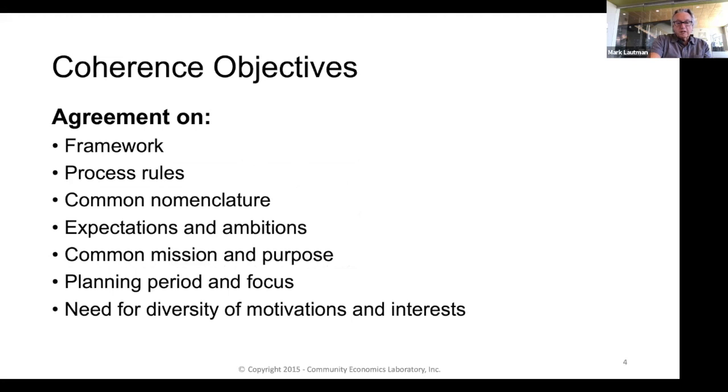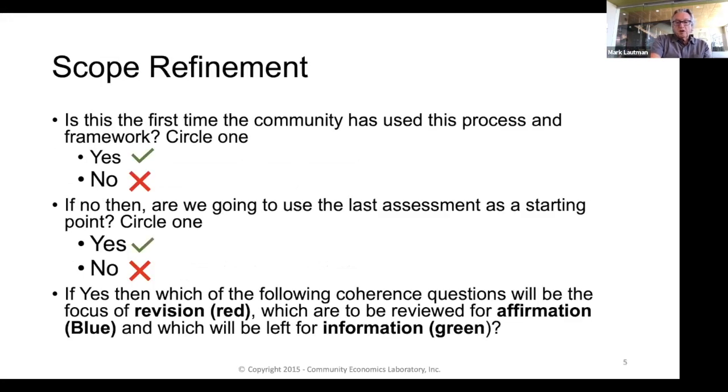So in coherence, what are the objectives, framework, process, rules, common mission and purpose, everybody's on the same page, what the planning period is, the need for diversity, how big is the team going to be. And then these questions are coded into the calculus. So is this the first time the community's used a process like this? No, you're revisiting an existing one.